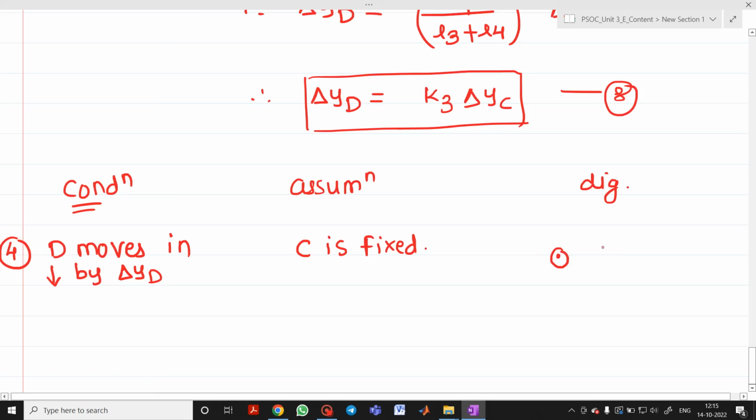Let me try to draw here a diagram. This will be the dotted lines. Dotted lines, what does it indicate? It indicates the initial point. So I will take it as C, D dash, and this will be your E dash.